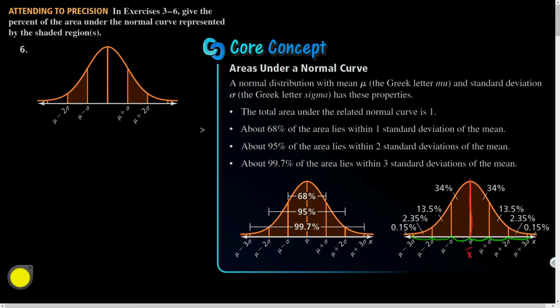Now, we don't want to only relate this to general variable speak, right? We want to actually eventually put some real numbers in there and then start applying these concepts. But they do have us practice with that first. So here's question 6. It says, give the percent of the area under the normal curve represented by the shaded region. There we go. So here's some shaded region here, right? And if I match this area to over here, it looks like that's 13.5, 13.5.